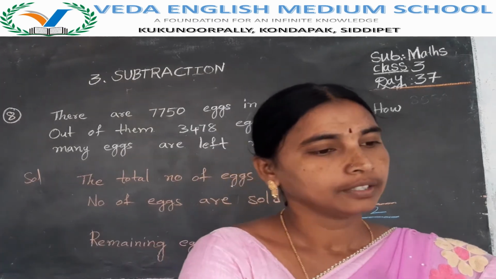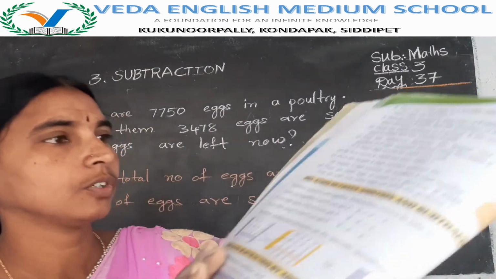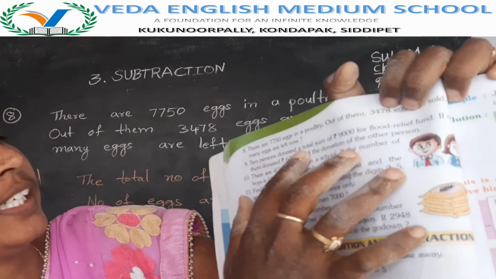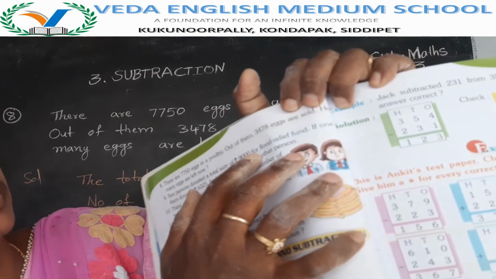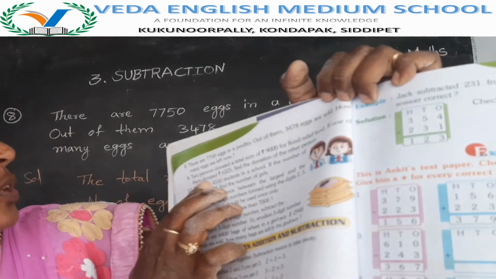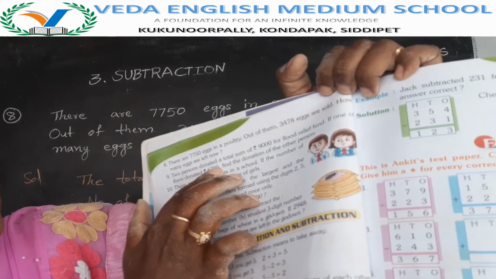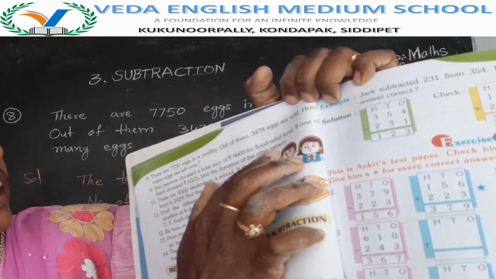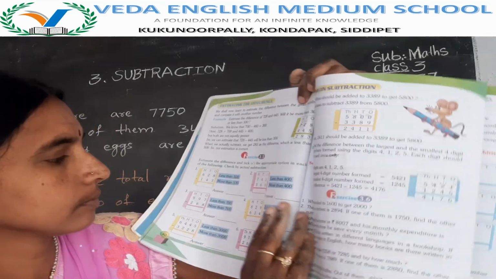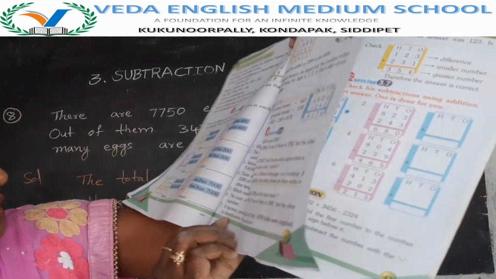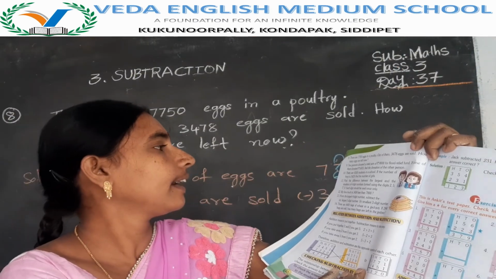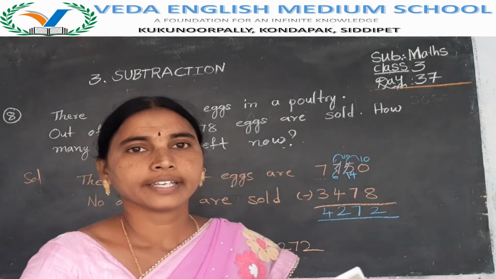See Nana, your textbook page number is 42. Ninth problem. Two persons donated a total sum of 9,000 rupees for the flood relief fund. If one of them donated 6,325, find the donation of the other person. Same as this, like the sixth problem. Okay, the sixth and ninth ones are your homework. Okay, children, bye.